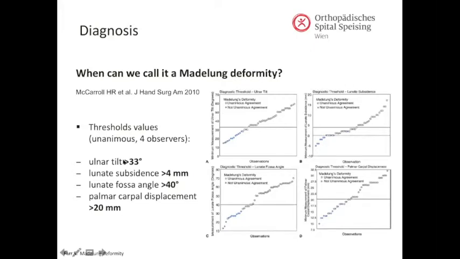And there was the ulnar tilt cutoff of 33 degrees, the lunate subsidence of 4 millimeters, fossa angle 40 degrees, and palmar displacement 20 millimeters. So at least in this study, these were the values when the 4 observers unanimously agreed on whether it was a Madelung or actually it was not a Madelung.